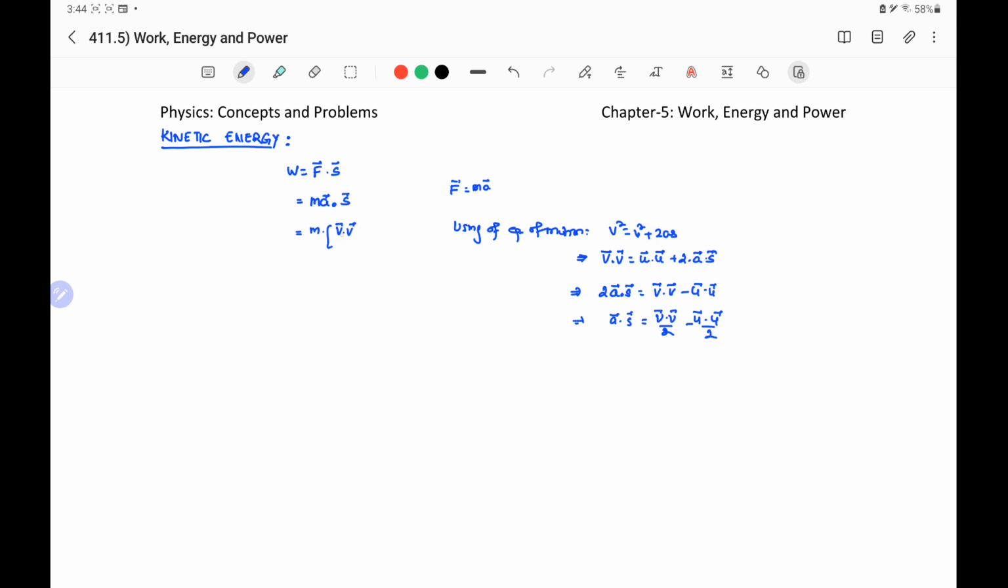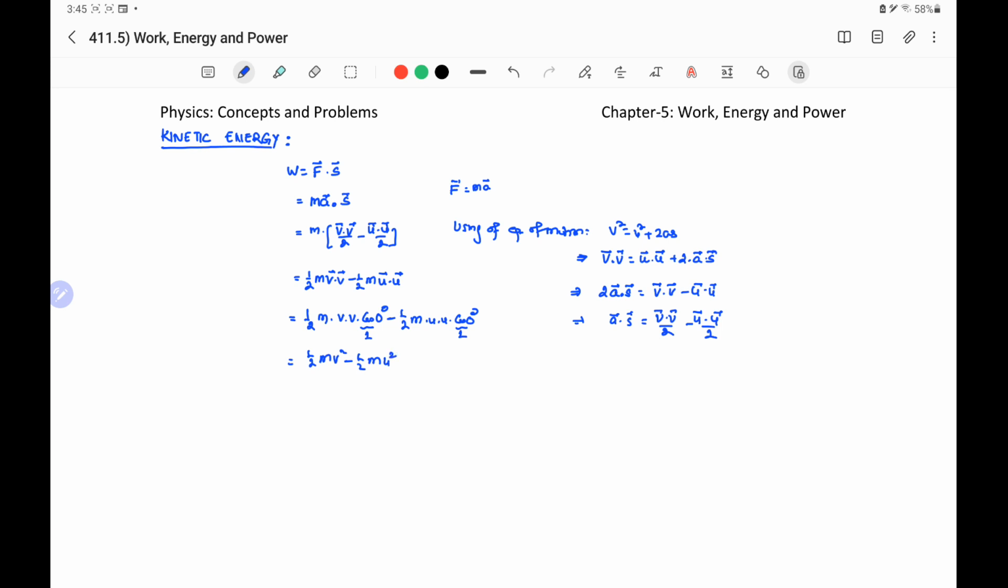Now substituting the value of a dot s in the equation of work, we will have m into v dot v by 2 minus u dot u by 2, or this can be written as 1 by 2 m v dot v minus 1 by 2 m u dot u. If we convert this dot product, we will have 1 by 2 m into v, this is the magnitude of vector v, into v into cos of angle between them, which is 0 degree, minus half m into u into cos 0 degree. Cos 0 is 1, so we can write it as half m v square minus half m u square.